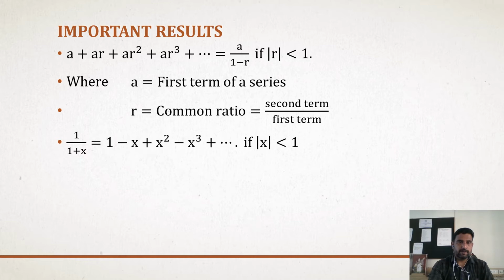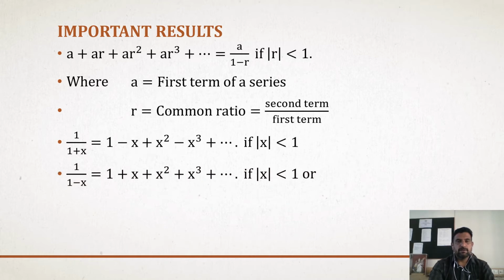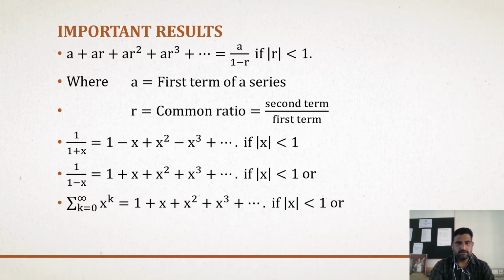Next result, put in the first formula a is 1 and r is x. So 1 upon 1 plus x, result is 1 minus x plus x squared minus x cubed plus ..., or 1 upon 1 minus x, x replaced by minus x, then result is 1 plus x plus x squared plus x cubed ... if mod x is less than 1.